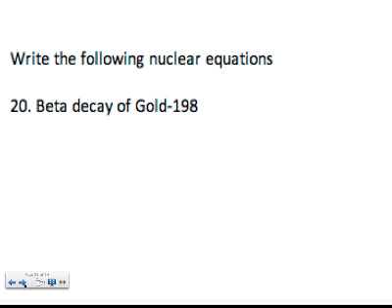Write the equation for the beta decay of gold 198. Okay, so we look up the symbol for gold. It's Au.